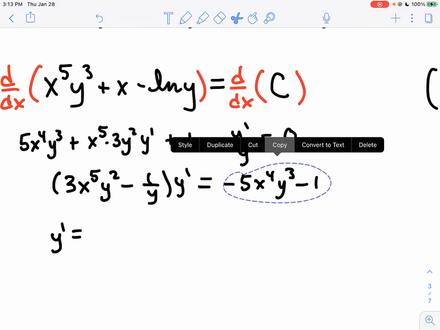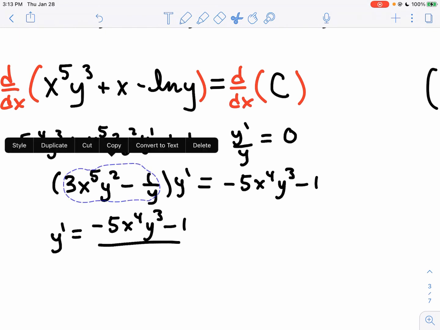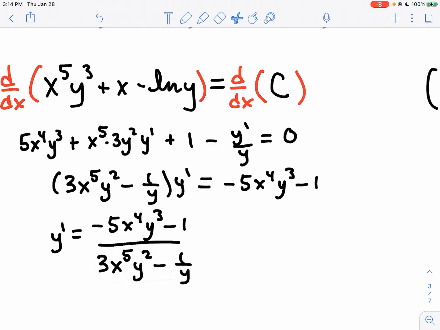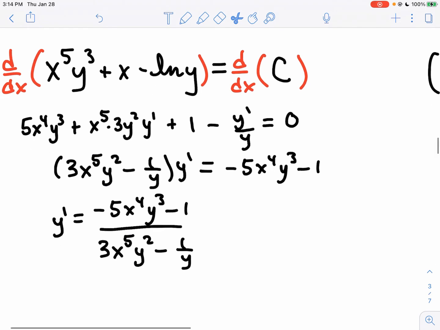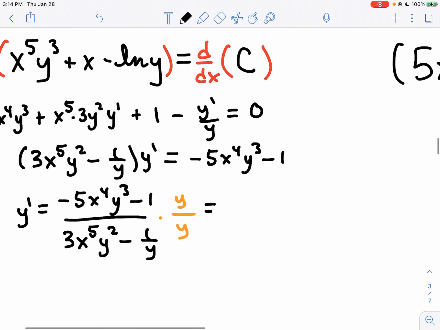So I do a lot of copy pasting here. Copy, paste. It'll be that expression divided by, and then let's just copy this right here. Copy, paste. Now it might be off-putting to have this fraction be within this overall fraction, and so a quick strategy to get rid of that issue is I'm going to multiply my answer by y over y. And this will give me a version that's not a complex fraction.